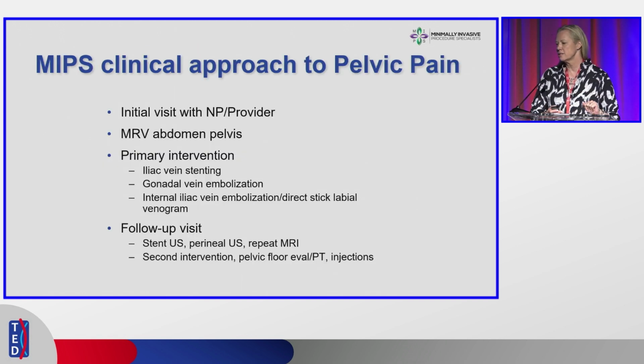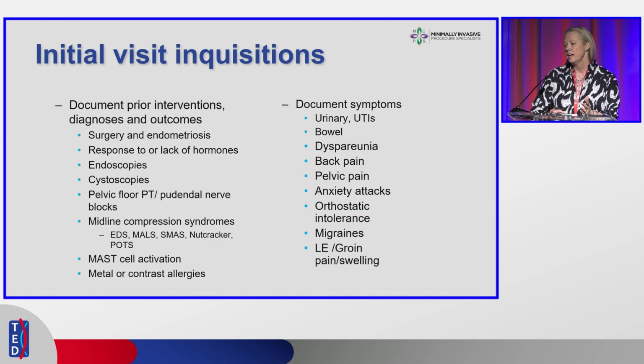Dr. Razavi just talked to us about nutcracker. And in our practice, what we do is an initial consultation with a patient to ask a number of symptoms, get an MR venogram, and then our primary intervention usually consists of iliac vein stenting first, followed by gonadal vein embolization or pelvic floor embolization. If necessary, then we follow them back up and perform repeat intervention if needed.